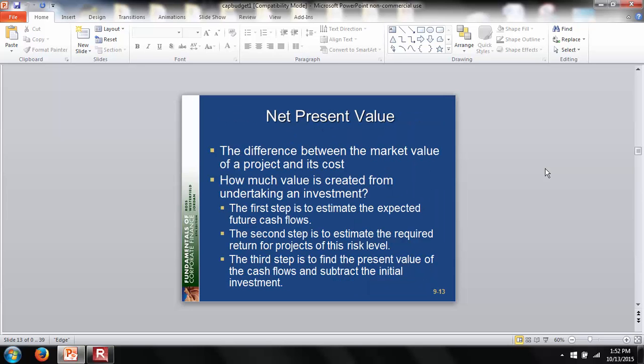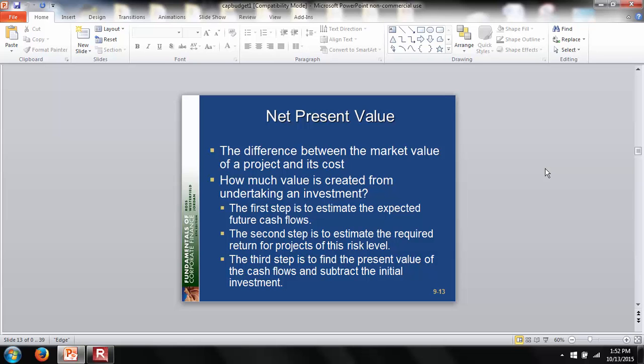So now we want to talk about the net present value. So what do we do in the case of the net present value? Essentially what we are saying is the NPV is the present value of the cash flows received minus the present value of the investment. So here that is the difference between the market value of a project and the cost. So how do we do that? The first step is to estimate the expected future cash flows. The second step is to estimate the required return for projects of this risk level. And the third step is to find the present value of the cash flows and subtract the initial investment.